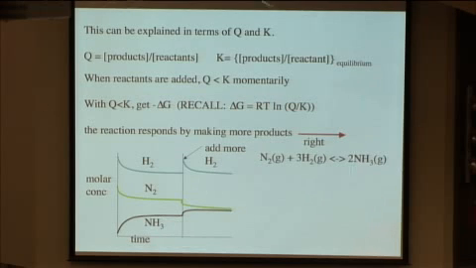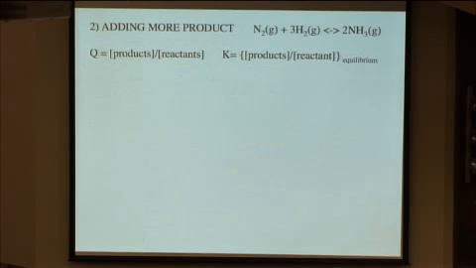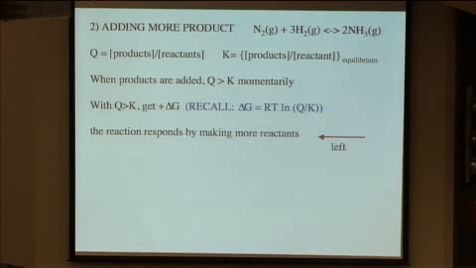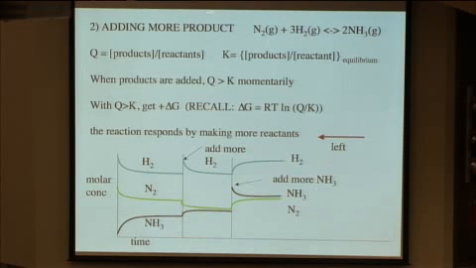again, we can explain this in terms of Q or K. All right, so let's just quickly talk about adding more products. We did this already. If more products are added, then Q is going to be greater than K momentarily, and you would shift toward reactants, shift toward the left. And again, we saw that down there.